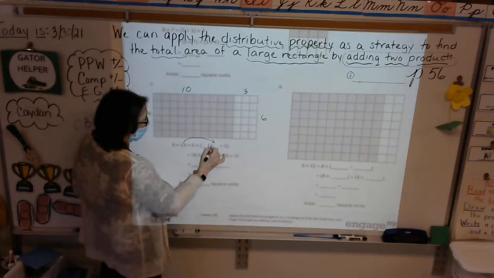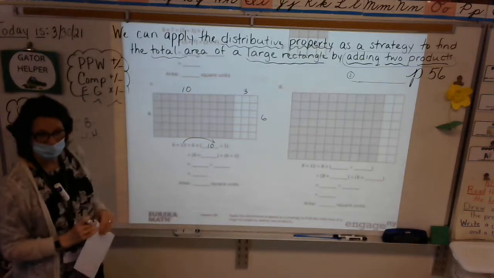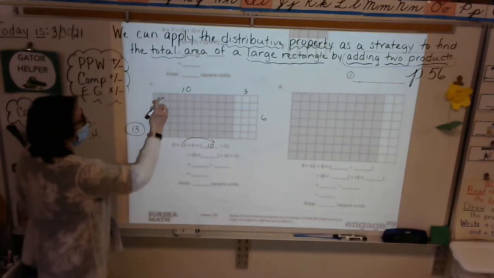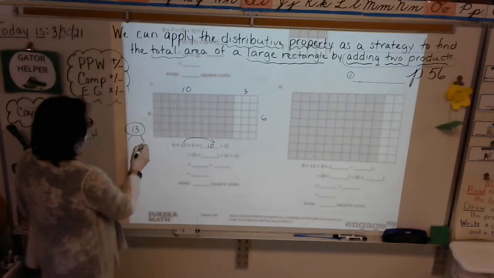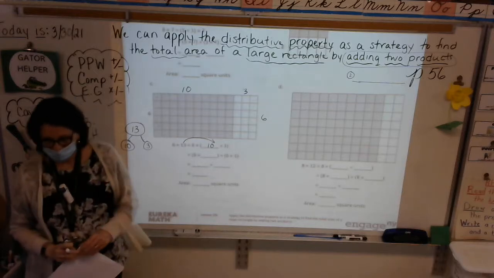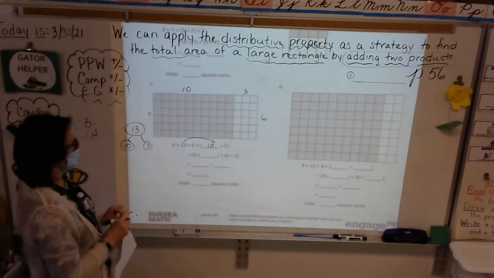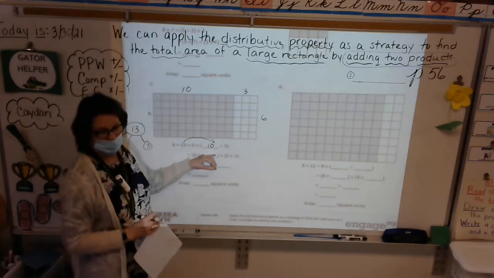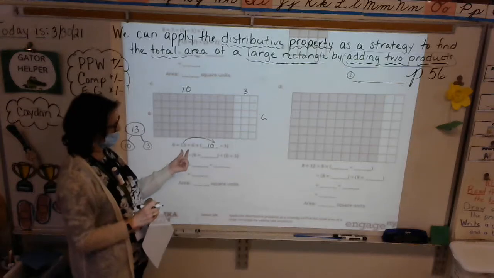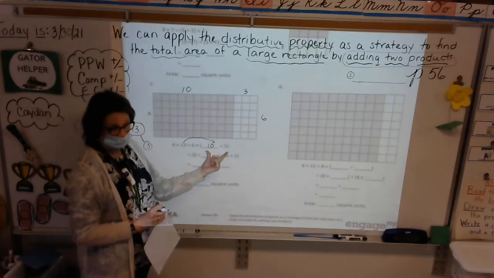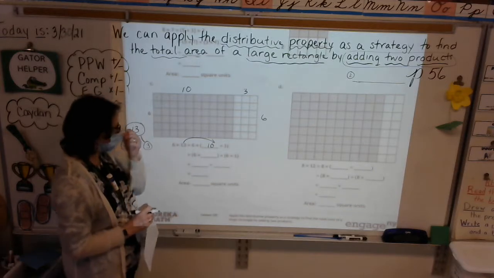So what do we want to add right here? We want to write 10 plus 3. If you want to do your number bond to show how they decomposed it, they took 13 and decomposed it into 10 and 3. Okay, it looks a little confusing, but when you stop and think about it, we went from 6 times 13 to 6 times 10 plus 3, which is 13. We're just showing how we decompose it.